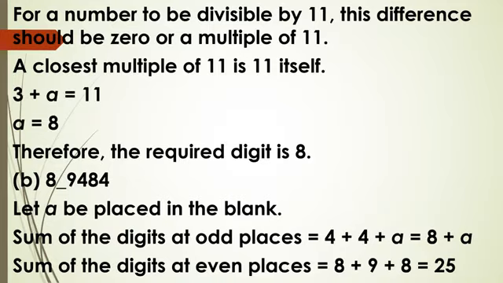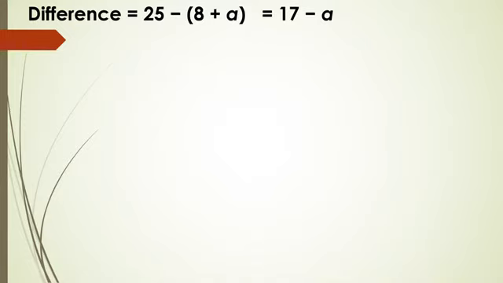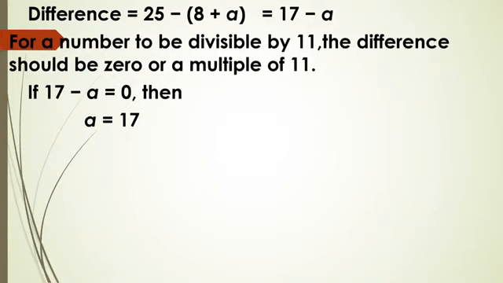Difference is 25 minus 8 and minus A. Both you have to subtract, na? 8 also you will subtract and A also you will subtract. So 25 minus 8 is 17 and A is left. Now see, out of 17, what will you subtract so that you will get 11? From 17, which number will you subtract so that either you will get 17 or you will get 0 or a multiple of 11? 17 minus 17 is 0.